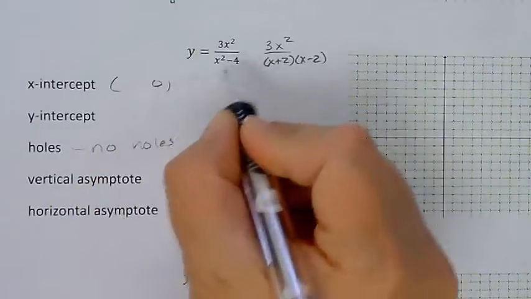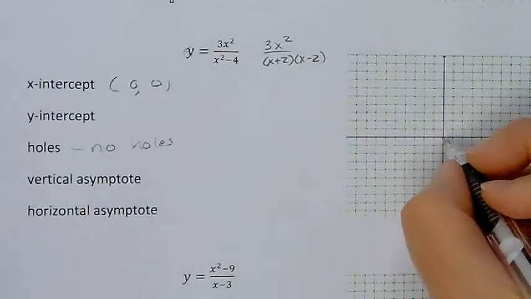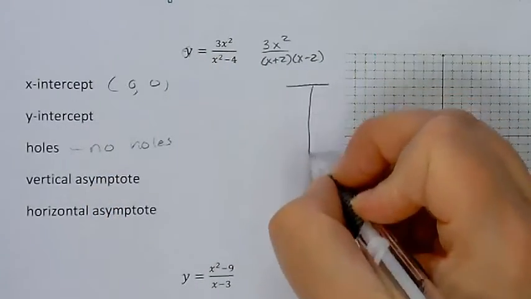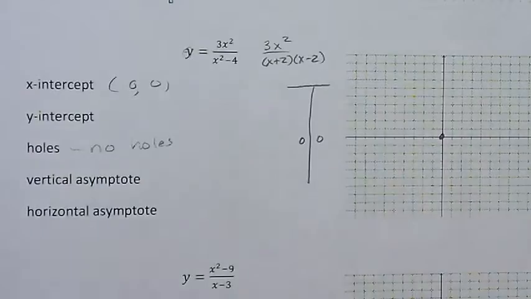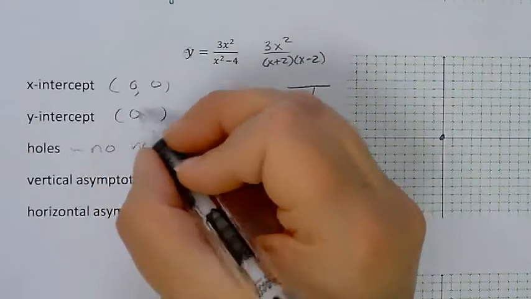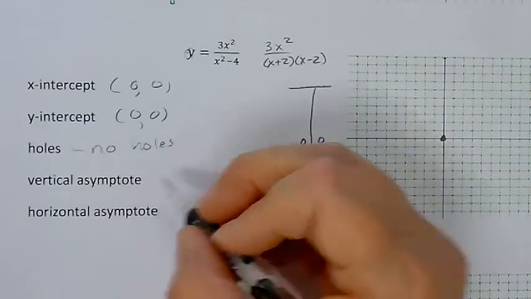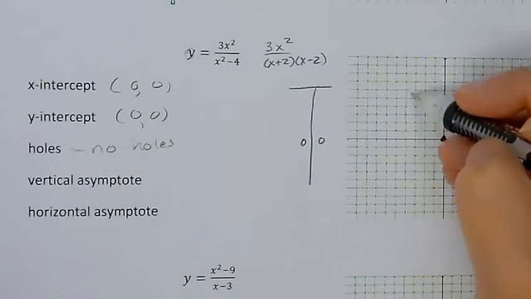The x-intercept is where I put 0 for y. So what would make this equal 0 is if x was 0. So x-intercept is 0, 0. Y-intercept is when I put 0 for x, and we already found that. It's 0, 0. The vertical asymptote is an undefined line.